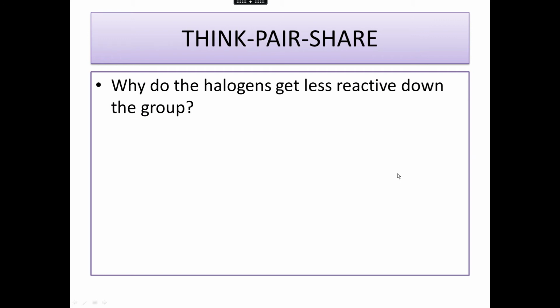Right, time to put it in your own words. Think it to yourself, say it out loud, tell somebody else if there's somebody in the room. Why do the halogens get less reactive down the group? Pause the video and put it in your own words now.